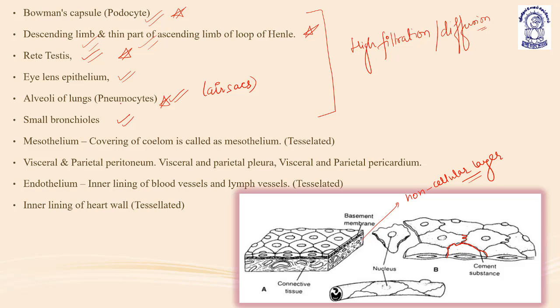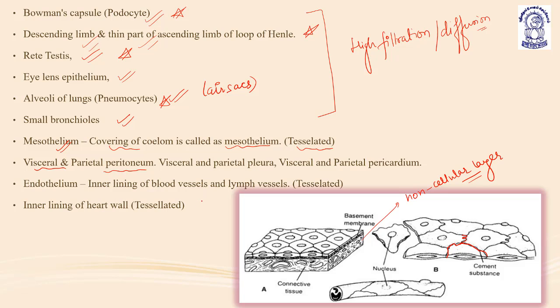Now mesothelium, mesodermal in origin. Covering of the coelom is called mesothelium. The coelom is covered by a layer known as what? Mesothelium, and it is known as what? Tessellated epithelium. So mesothelium basically covers the coelom and it is called tessellated epithelium. Understood?